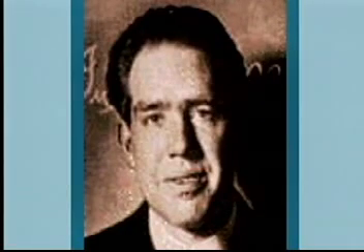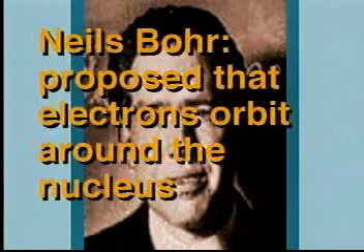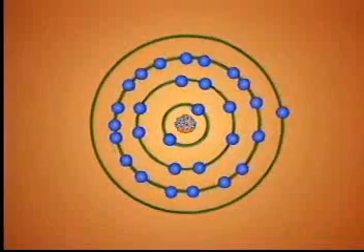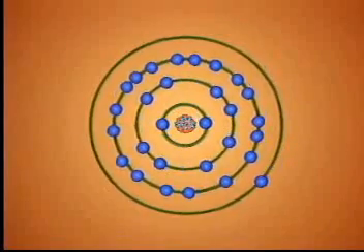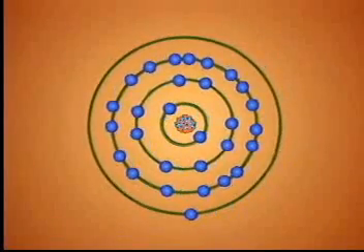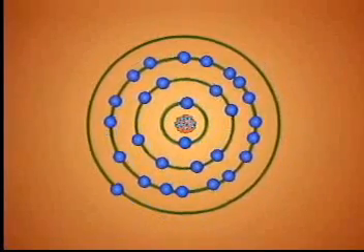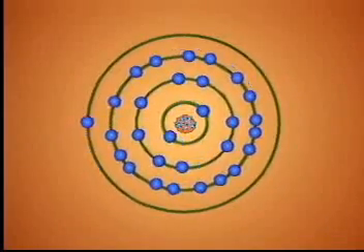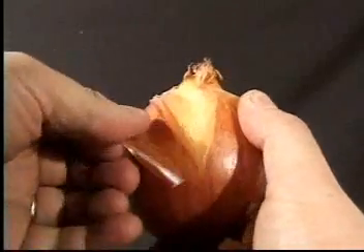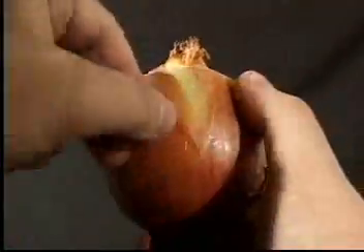A couple of years after Rutherford's contributions to the understanding of the atom, Niels Bohr proposed that electrons orbit around the nucleus. He stated that each electron has a fixed amount of energy, and that the electrons orbit within energy levels, forming rings around the nucleus, similar to the layers of skin around an onion.